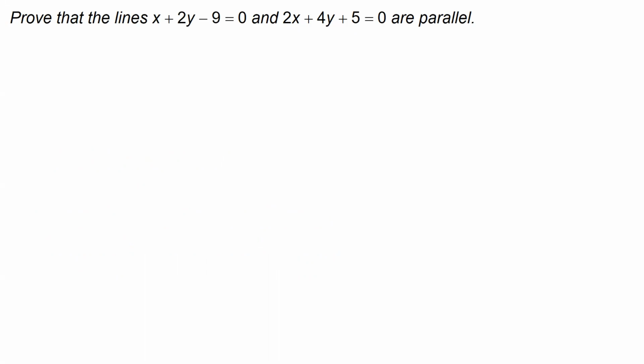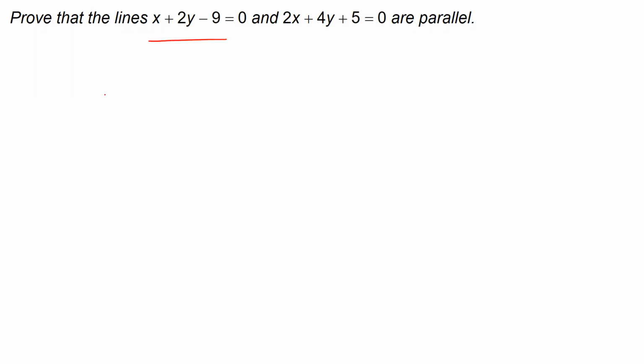Prove that the lines x plus 2y minus 9 is equal to 0 and 2x plus 4y plus 5 is equal to 0 are parallel. Remember that in the very first video we discussed that if two lines are parallel, then their slopes are equal. And we already know how to find the slope of a line whose equation is known.